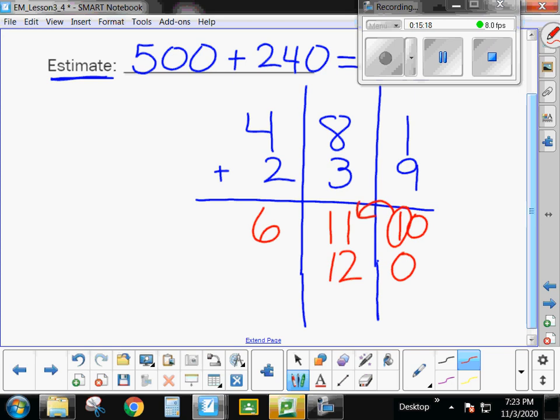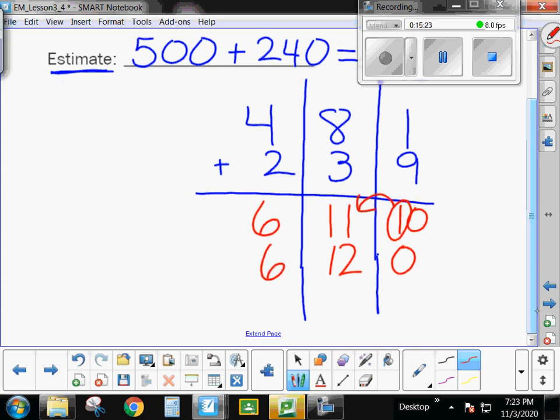Drop down that 0. Drop down my 6. That way I don't forget about it. Okay, I still have a double digit in the tens place. So if I have 12 tens, 10 of them is going to go over here to the hundreds place. That's going to change that to a 7. Drop down my 2. Drop down my 0.